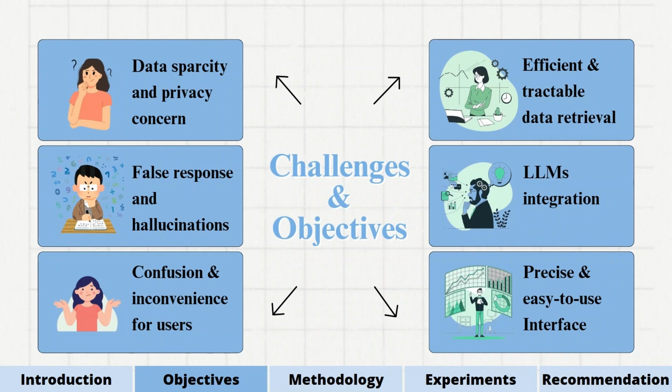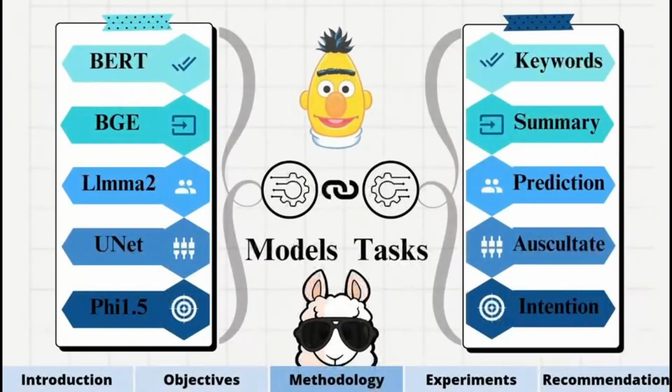Along with the opportunity, there come a lot of challenges, like the data sparsity and the privacy concern, hallucinations of large language model, and it's hard to use for the elderly. So we are aiming to build a new model to solve these challenges. We utilize more than 5 models and realize more than 5 functionalities.